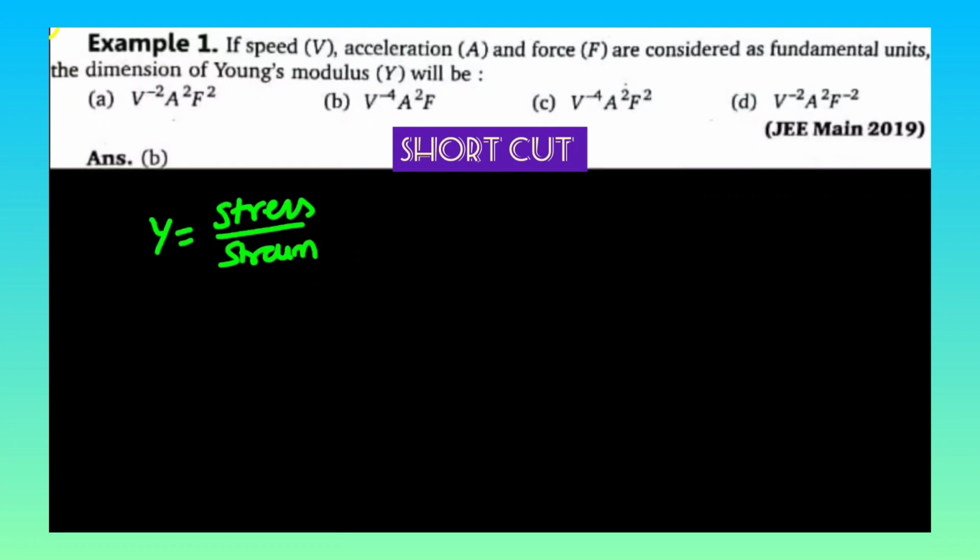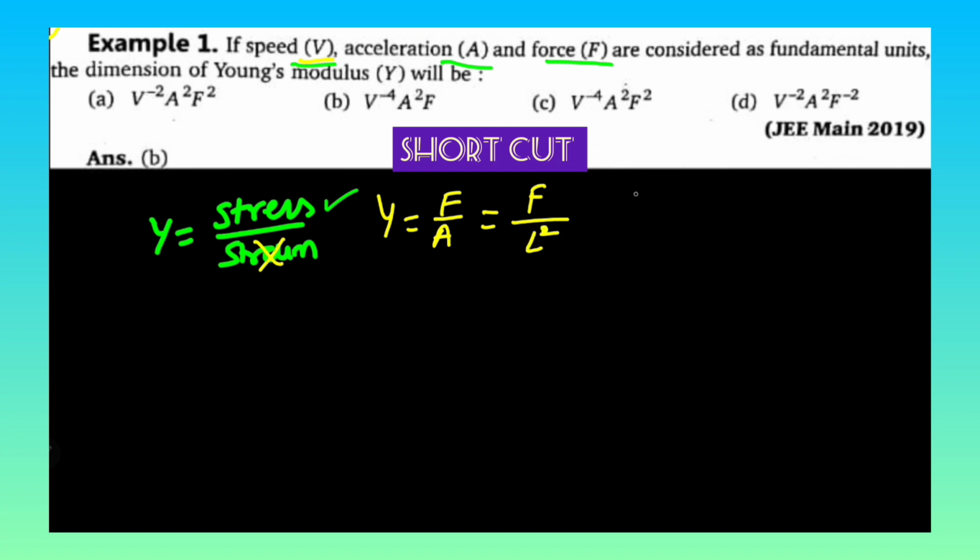To solve this problem by using the shortcut method, here he is asking us to find out Young's modulus in terms of velocity, acceleration and force. So you all know that Young's modulus is nothing but stress by strain. Strain does not have any dimensions, and stress is equal to force by area. So area means you can consider length into breadth, which is nothing but L square.